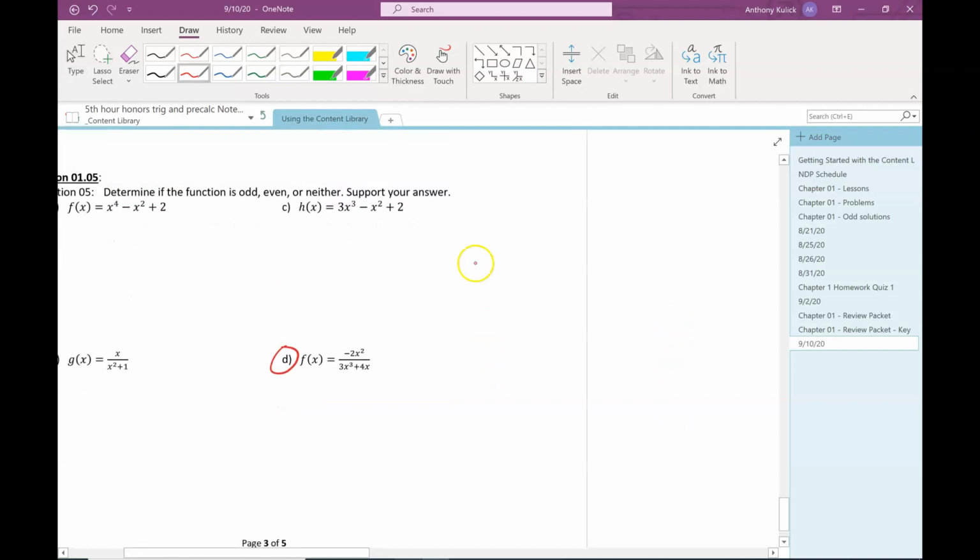So just as an aside, to show something as odd, we need this, and to show something as even, we need to show that. Either way, what we need to evaluate is f of negative x. So that's what I'm going to start with.